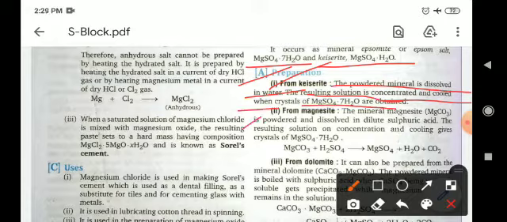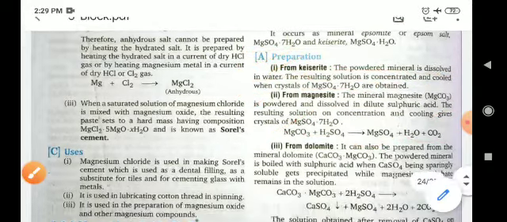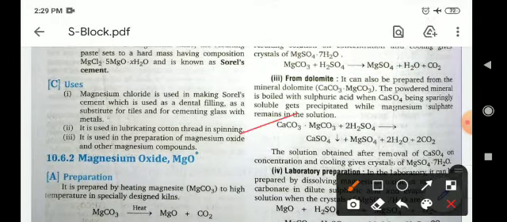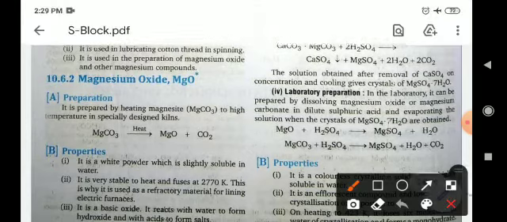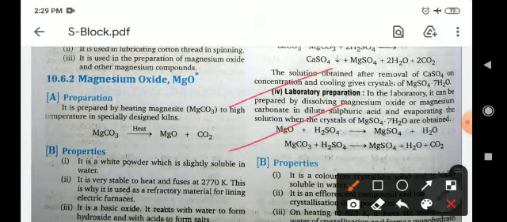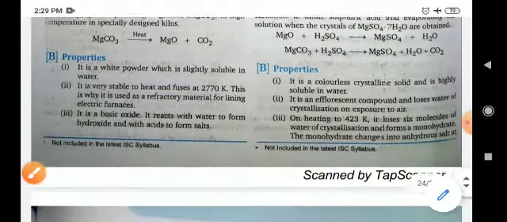From magnesite, MgCO3 reacts with concentrated H2SO4 to give magnesium sulfate, water and carbon dioxide. From dolomite, CaCO3.MgCO3 reacts with sulfuric acid to form calcium sulfate, magnesium sulfate, water and carbon dioxide. In this way you will obtain magnesium sulfate. Laboratory preparation: in the laboratory, magnesium oxide reacts with sulfuric acid to form magnesium sulfate plus water, and magnesium carbonate reacts with sulfuric acid to form magnesium sulfate, water and carbon dioxide.